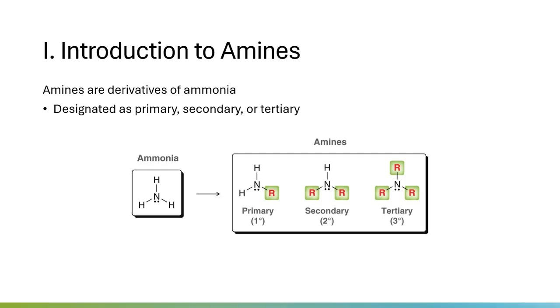1. Introduction to amines. Amines are derivatives of ammonia, NH3, and they are designated as primary, having one R group, secondary, having two R groups, or tertiary, having three R groups.